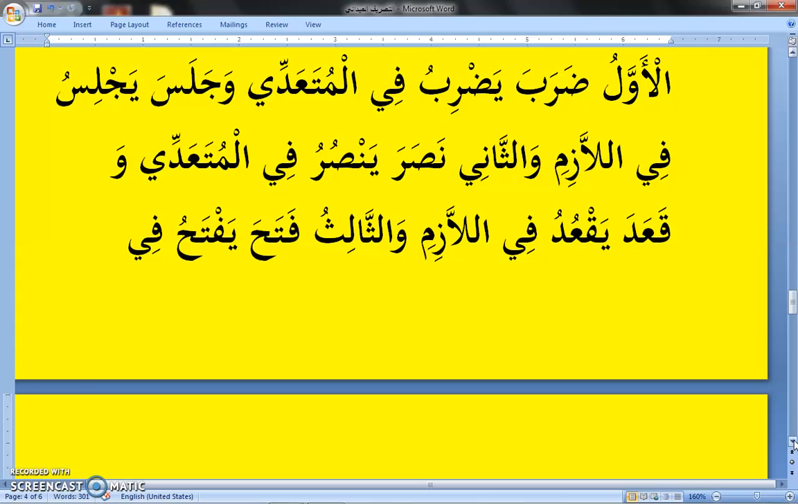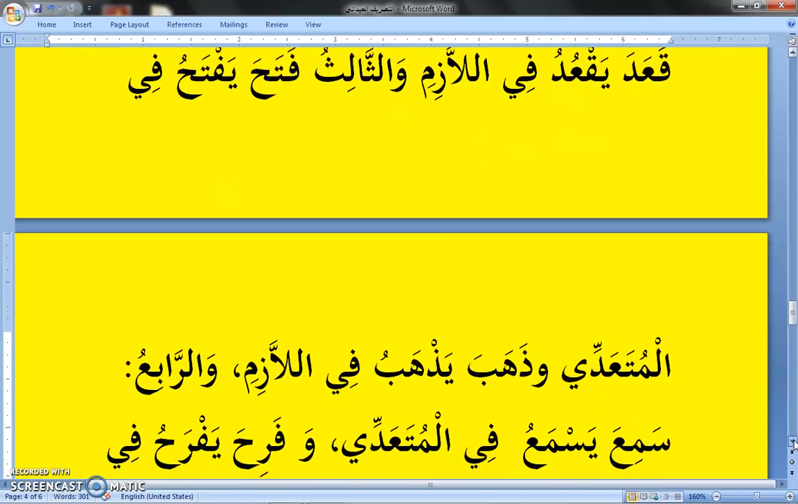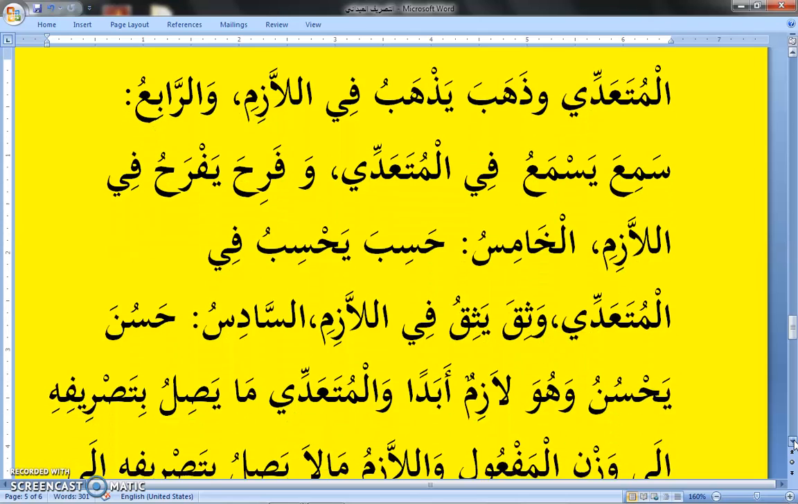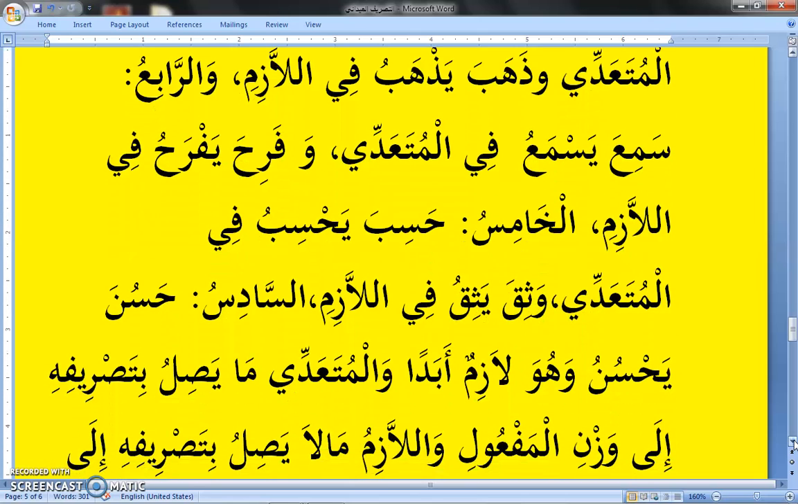Wa thalith, and the third is fataha yaftahu. That is fathatani, double fatihah. Fataha yaftahu, fa'ala yaf'alu. Fataha, he opens. Yaftahu, he is opening. Fil muta'addi, the verb is also muta'addi. Wa dhaba, he went. Yadhabu, he is going. The wazn is fa'ala yaf'alu, double fatihah also. It is lazim. The verb is lazim.